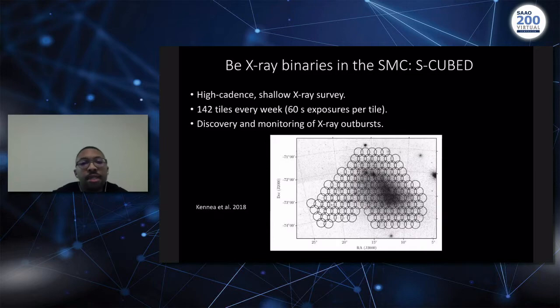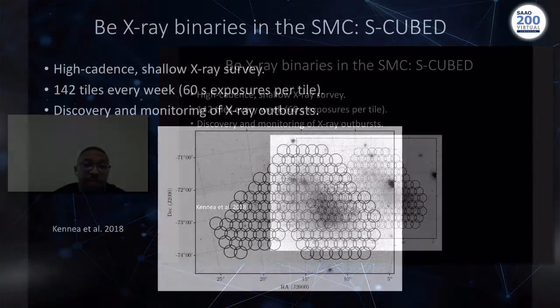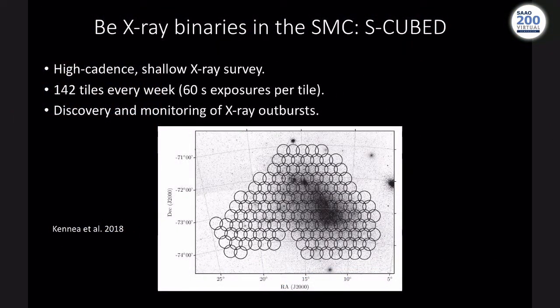So the SMC is monitored in the X-rays by Swift through the S-CUBED program. S-CUBED stands for Swift SMC Survey. This is a high cadence shallow X-ray survey of the SMC. And it consists of 142 tiled pointings covering the optical extent of the SMC. This is done every week. And each of these pointings has an exposure time of 60 seconds. So it's quite a shallow program.